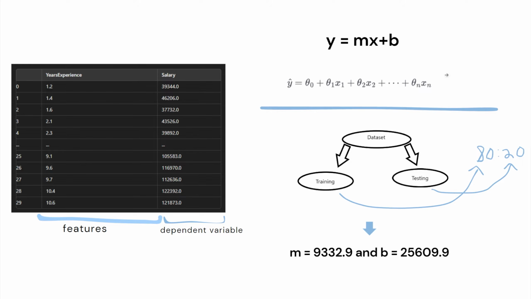So that's it for the introduction here. Hopefully you have an understanding of what the game plan is, what we need to do to create a simple machine learning model for linear regression. Now we're going to jump into the code so I can show you how to create one using Python.